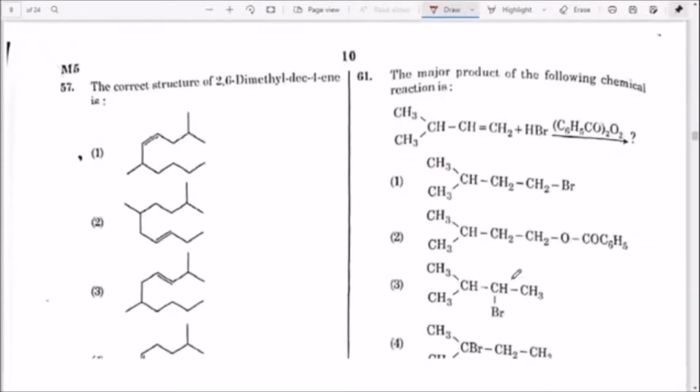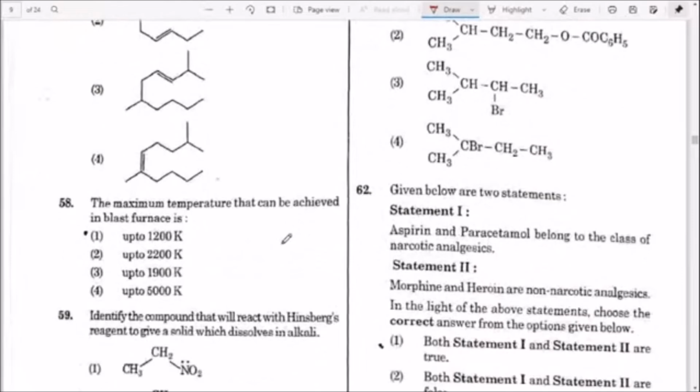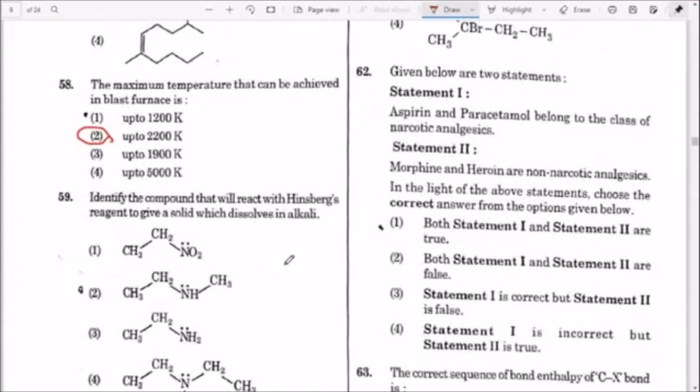Next, question number 57. The correct structure of 2,6-dimethyl dec-4-ene is. See, 2,6-dimethyl. Option number 1 is correct option, students. The maximum temperature that can be achieved in blast furnace is, what is the temperature? Up to 2200 Kelvin.